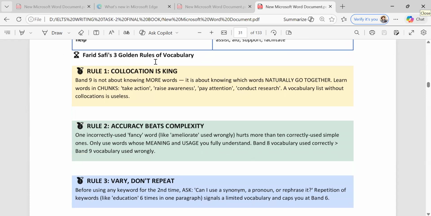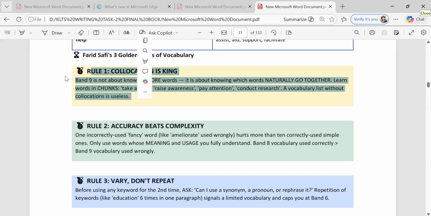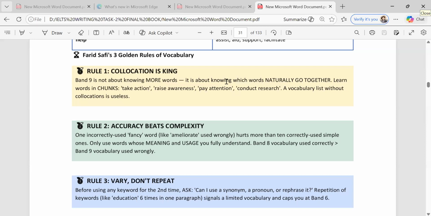Number one, collocation is king. For vocabulary, keep in your mind, collocation is king. Band 9 is not about knowing more words. It's about knowing which words naturally go together. Learn words in chunks: take action, raise awareness, pay attention, conduct research. A vocabulary list without collocation is useless.